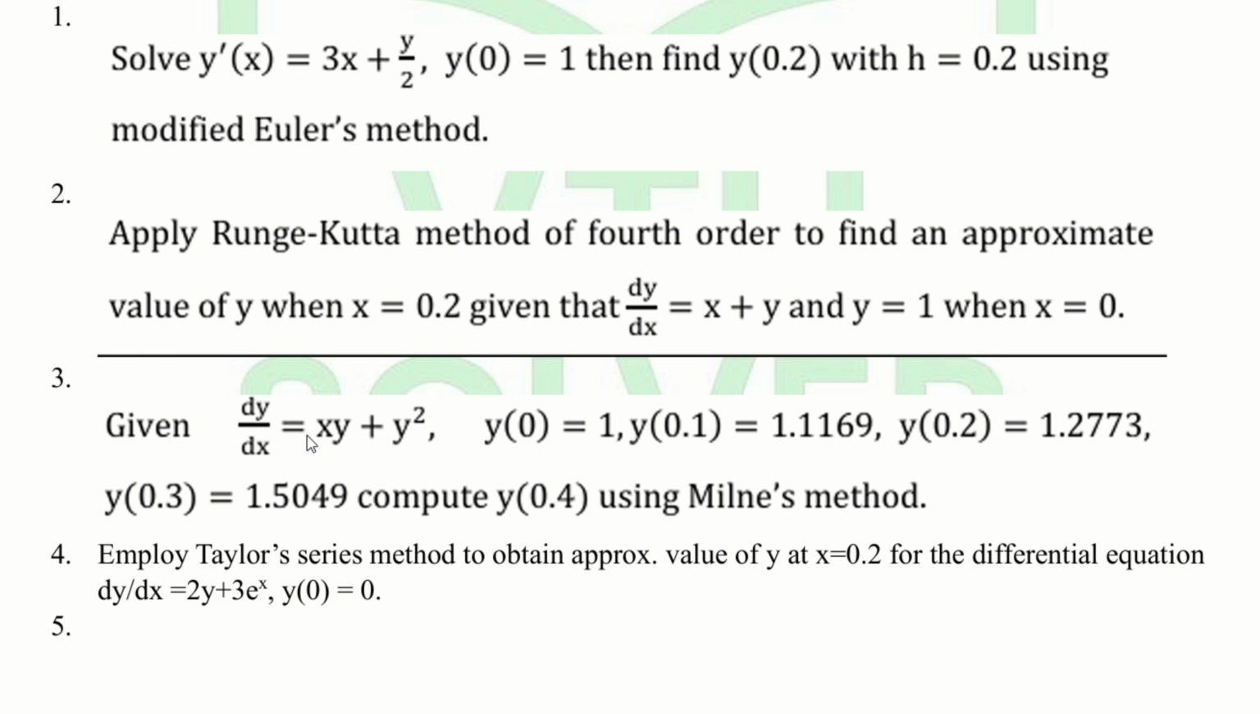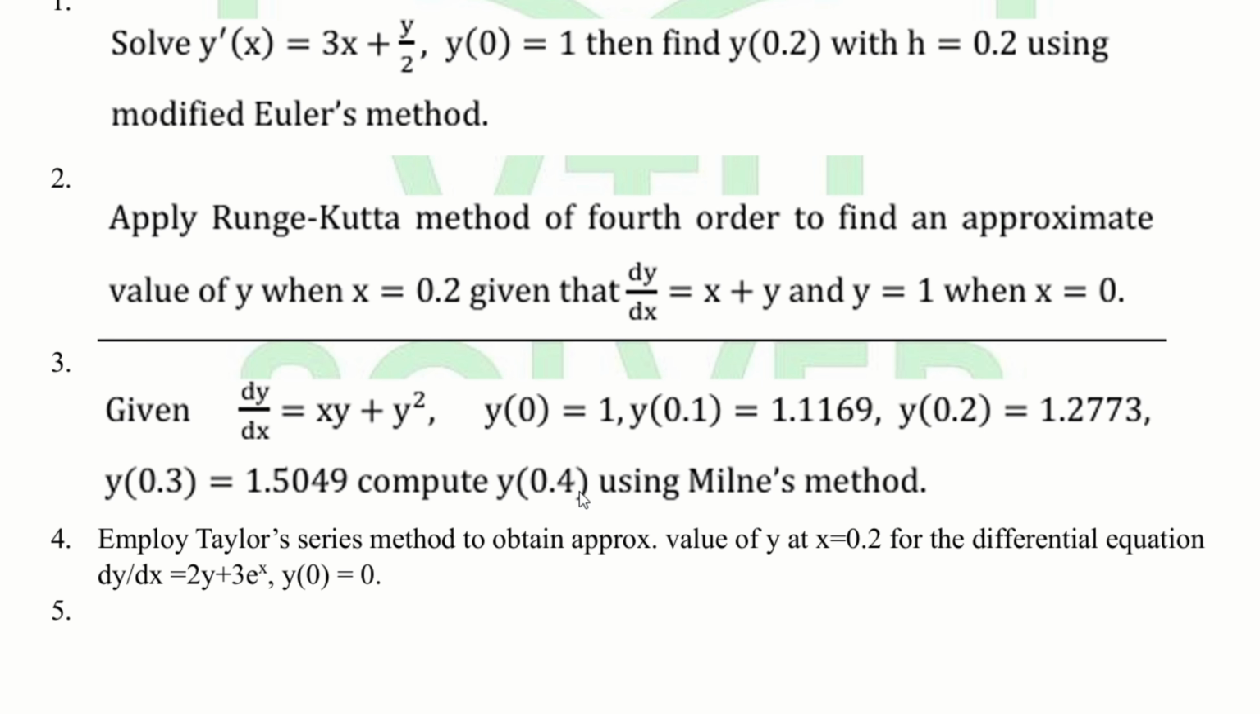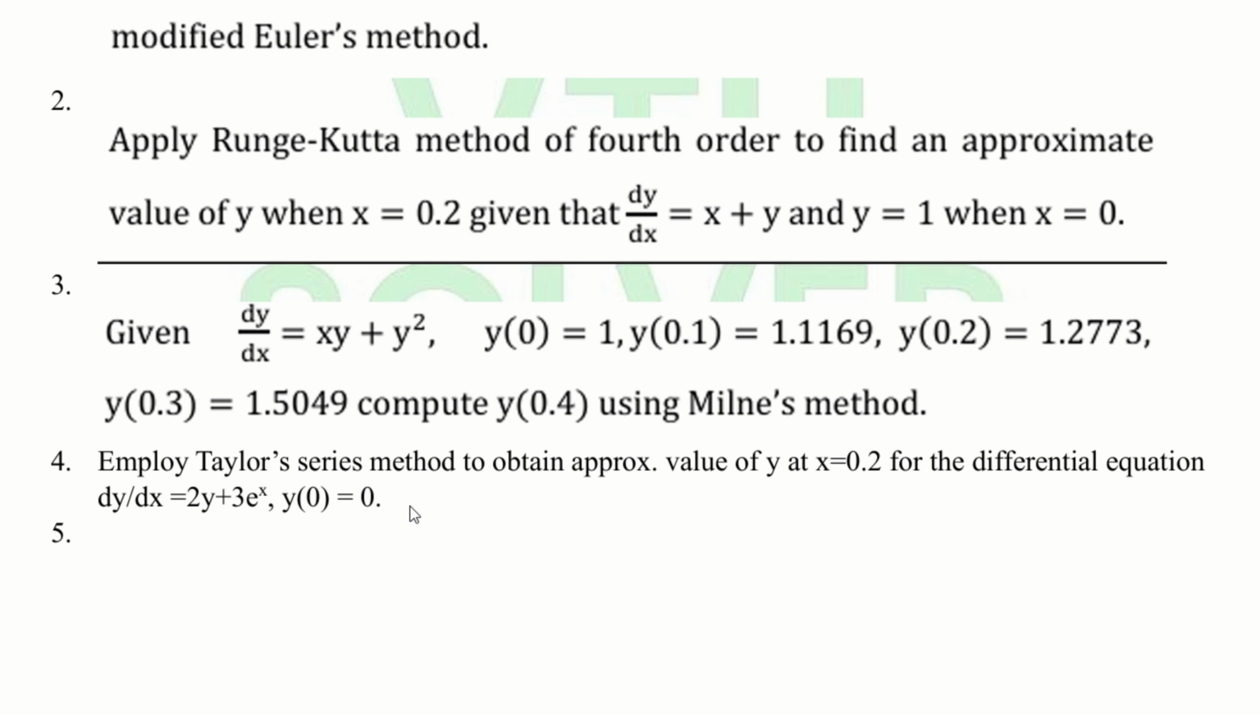The third question is given dy/dx = xy + y², y(0) = 1, y(0.1) = 1.1169, y(0.2) = 1.2773, y(0.3) = 1.5049. Compute y(0.4) using Milne's method.